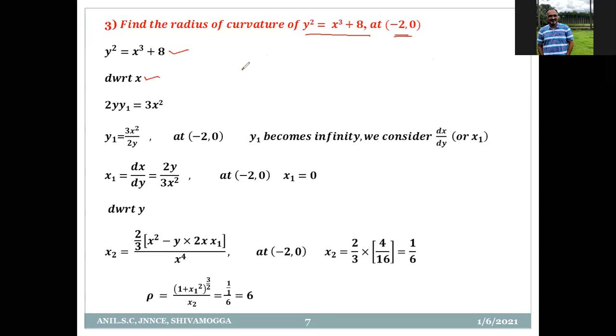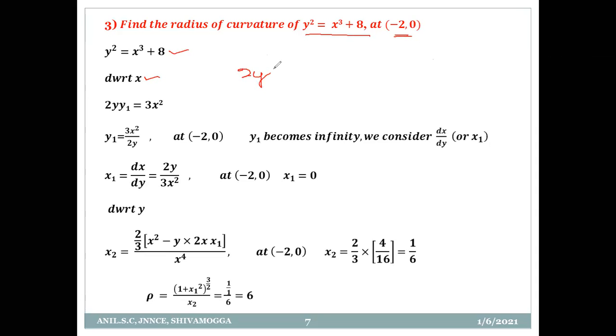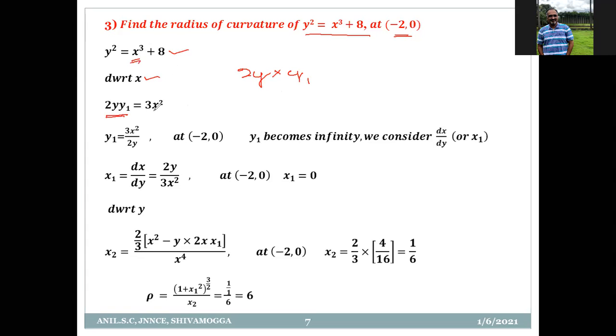Derivative of y square with respect to x is 2y, correct? Derivative of y square is 2y into derivative of y with respect to x, which is dy by dx, or just y1. Therefore, 2y into y1 is equal to derivative of x cube, which is 3x square, plus 8 is a constant. Its derivative must be 0.